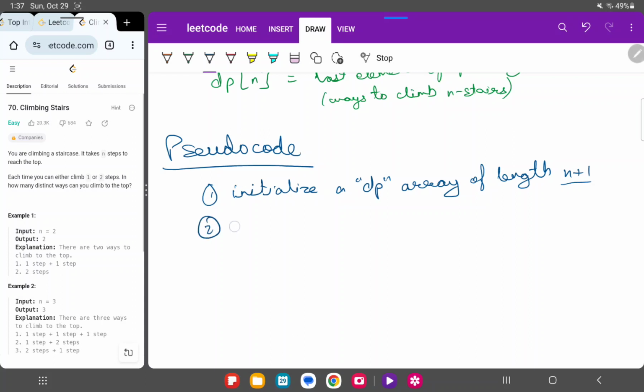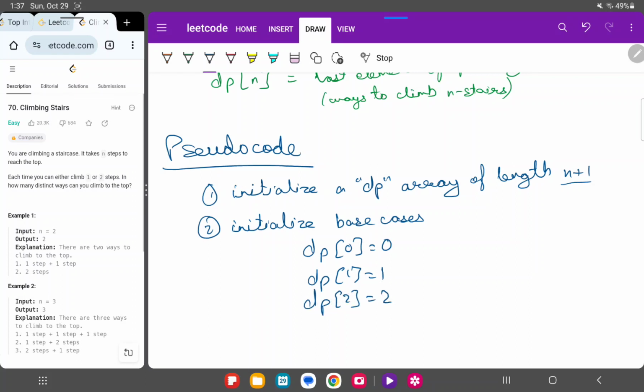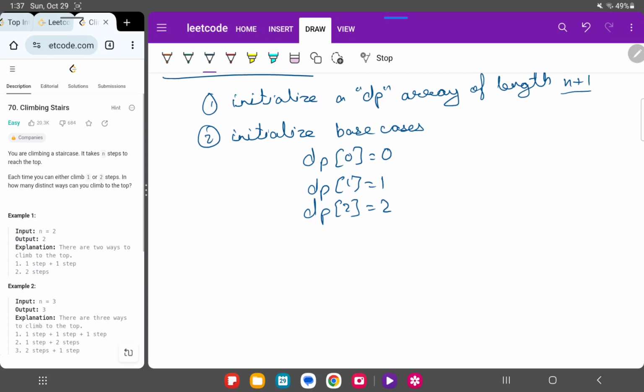Then initialize base cases: dp0 equals 0, dp1 equals 1, dp2 equals 2. Note, if the n value that we are supposed to compute with is greater than or equal to 2, because if the question is asking for n equals 1, then we need not go further. The third part is where we compute our values for n equals 3 and greater.